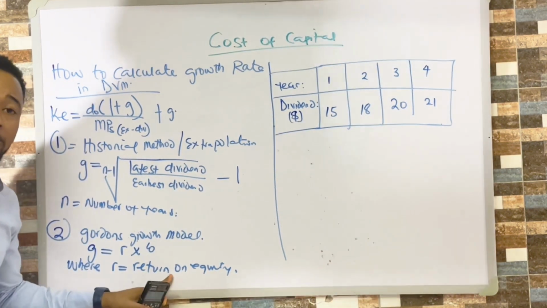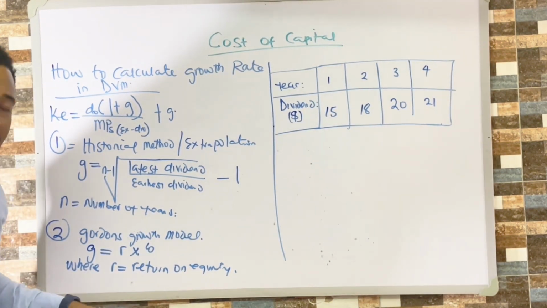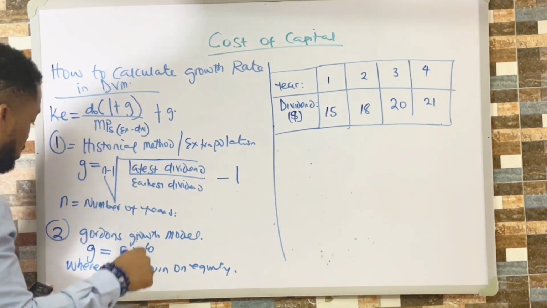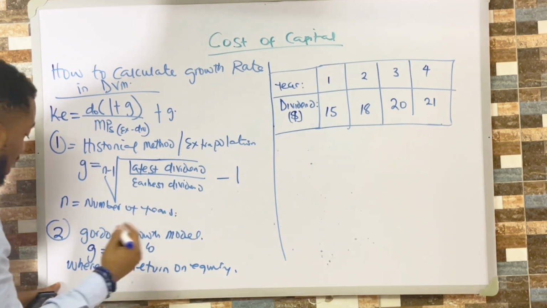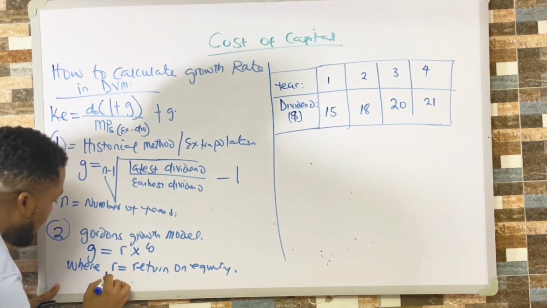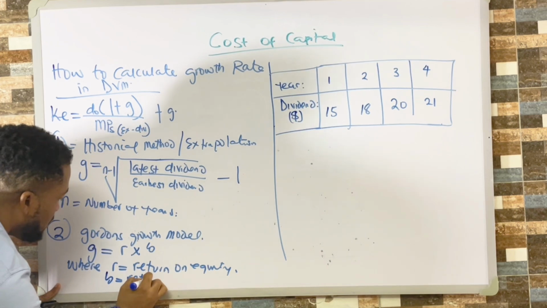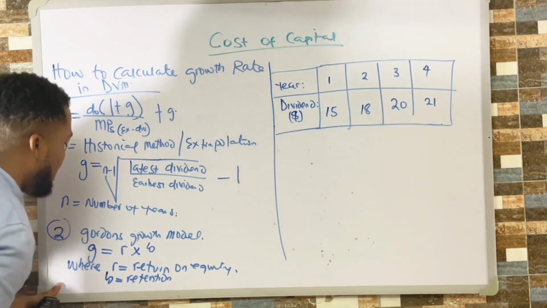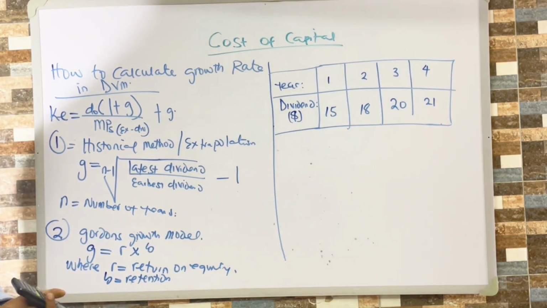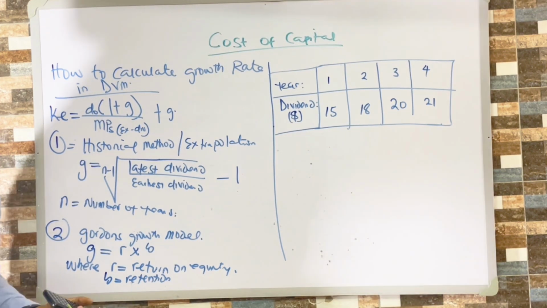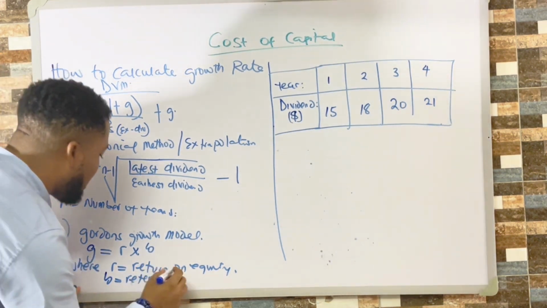Return on equity is simply how much they get on their investment, or return on investment, whichever way you want to call it, ROI, right? And then B is retention. Remember, this model is anchored on the retention principle. If I retain more, I'm expected to get more growth.